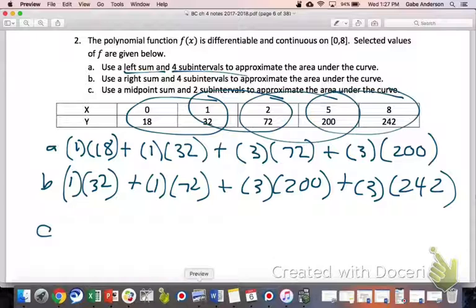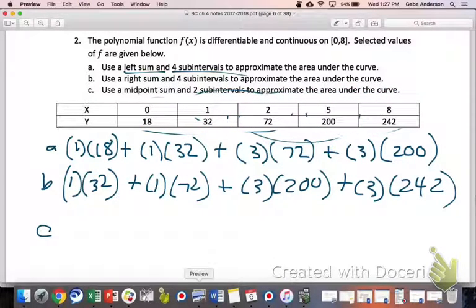So we're only supposed to use 2 subintervals, so I'm going to get rid of all this stuff as best I can. The 2 subintervals, if we're going to do a midpoint sum, have to be from 0 to 2 and then from 2 to 8. That make sense? So for the first base, we go from 0 to 2, so it's going to be a length of 2. But then do we use the 18, the 32, or the 72? 32. We use the height right there in the middle, so 2 times 32.